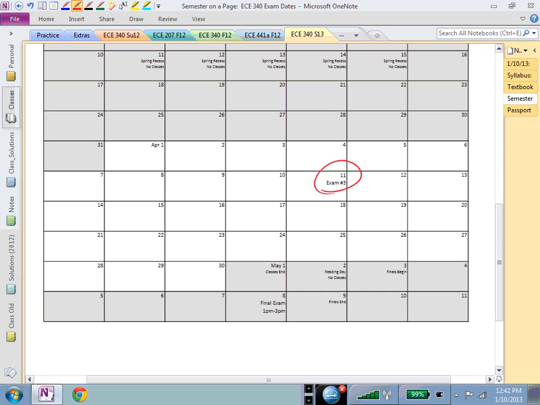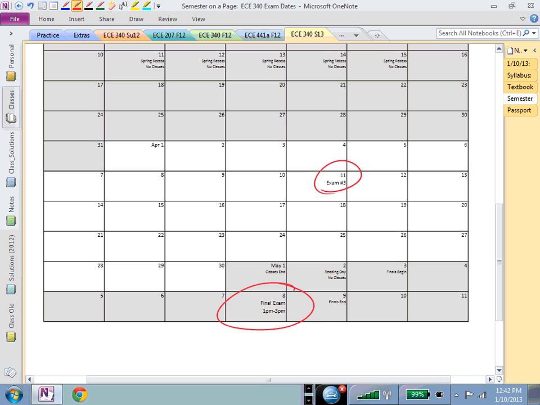And if you're paying attention, and I really want you to pay attention now, that final exam is not on a Tuesday or a Thursday. Even though we're meeting Tuesday, Thursday all semester, the final exam is on a Wednesday. And it's at 1 o'clock to 3 o'clock. So make sure if you're planning your schedule that you're aware that the final exam is on a Wednesday, even though this class is on a Tuesday, Thursday.